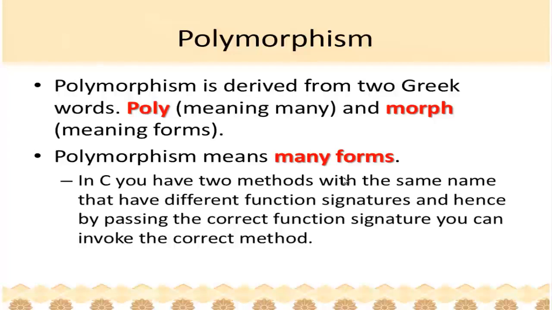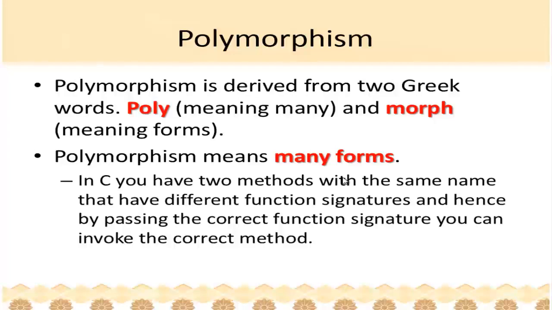Let's look at the next one, and that is polymorphism. What is polymorphism? Polymorphism is derived from the two words poly and morph. Poly refers to many and morph is form. So polymorphism is many forms. It means that an object or a given entity can have different forms. What's the meaning of different forms? It can have different properties, or it can behave in a different way in different scenarios.